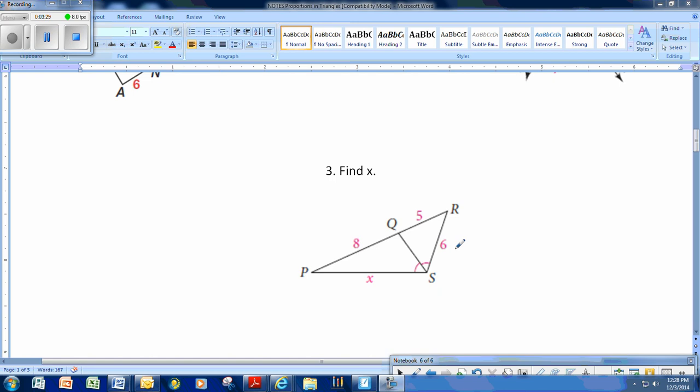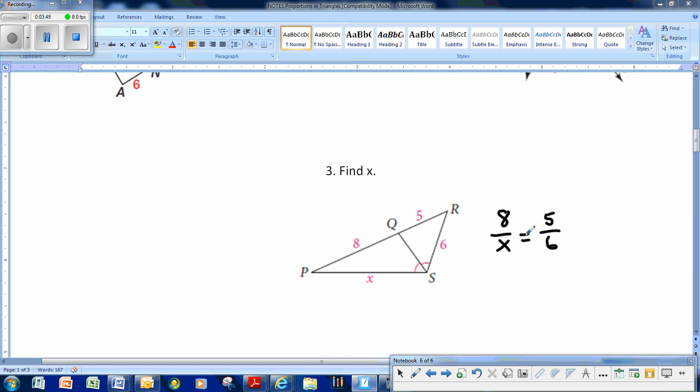And last we have the triangle angle bisector theorem. So we have an angle of this triangle RSP that is bisected because it's marked congruent. So that means all four of these pieces are now proportional. So I can set my proportion up just as it is. 8 over x equals 5 over 6. And then I can cross multiply that. And when we cross multiply that, we're going to get 9.6.